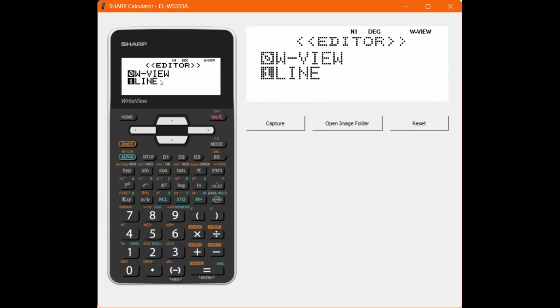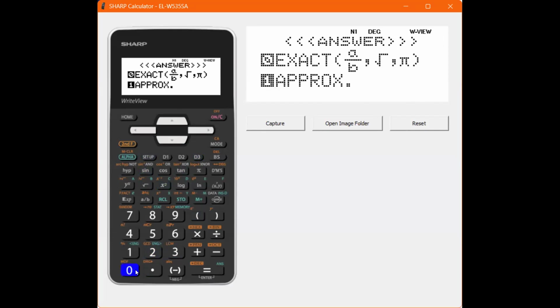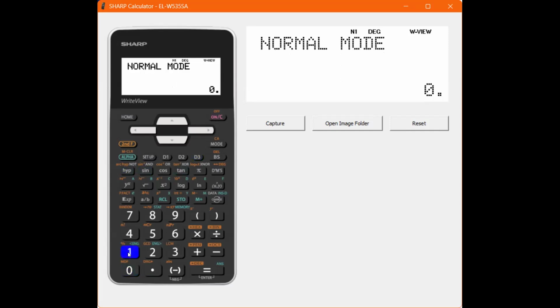Line is essentially the way the old calculators were written, so all in one line, as opposed to writing it as you would see it in a fraction, like right view. Exact is how your calculator is currently set up, and it will give you the surds, the fractions, etc., which is what you're seeing now. But if we want it to show us the decimals, we use approximate. That is because it rounds off to 9 decimal places, and so that's why they call it approximate.